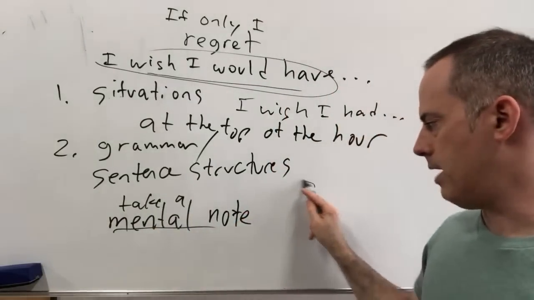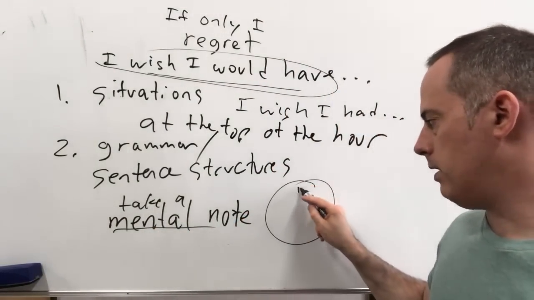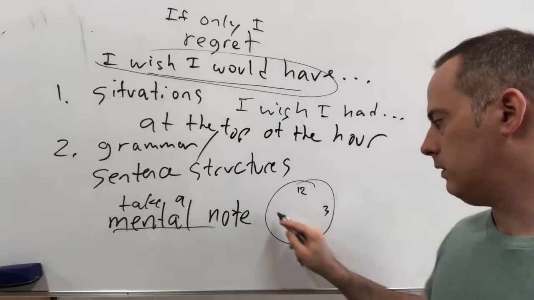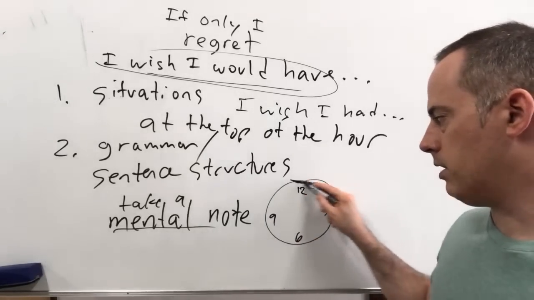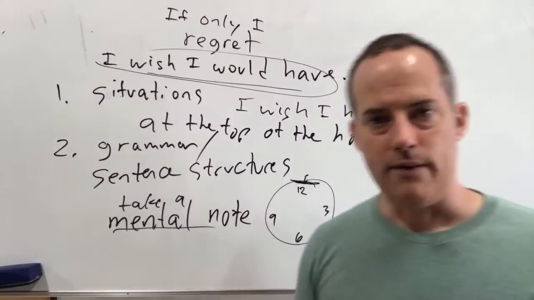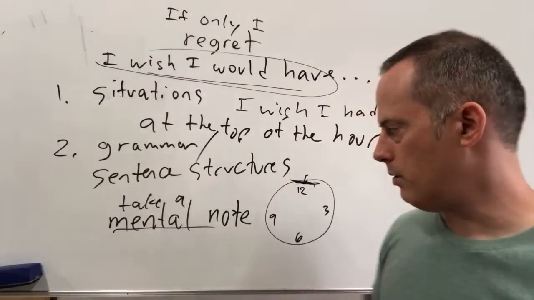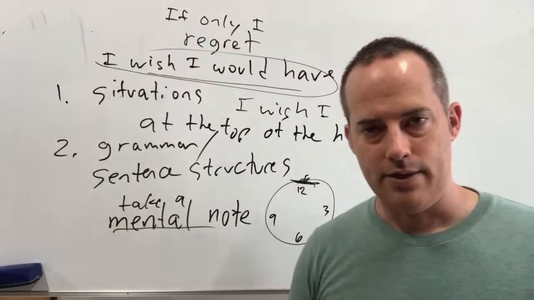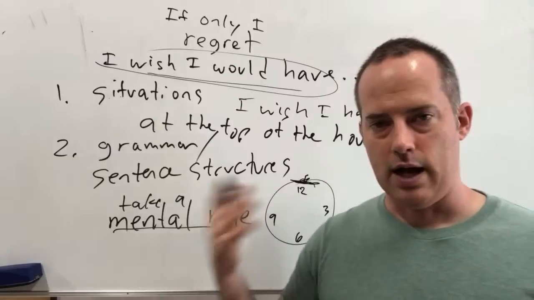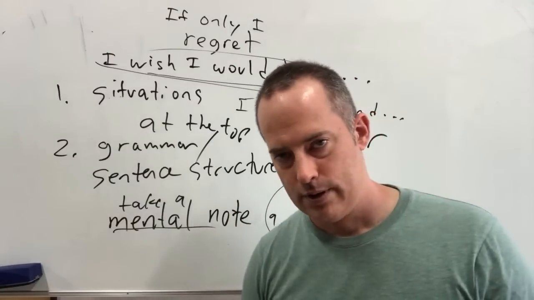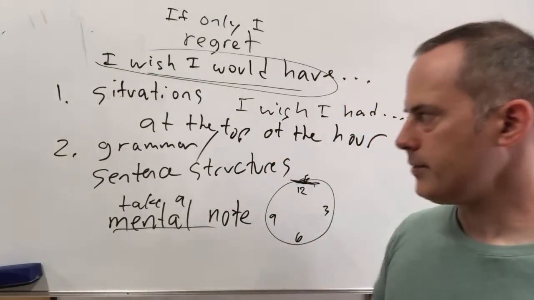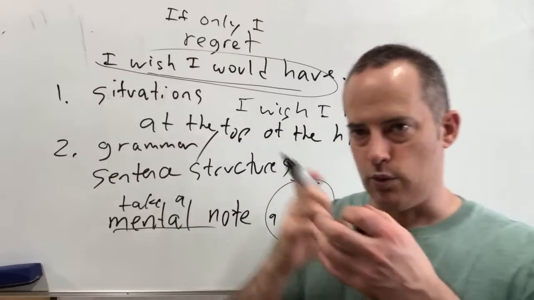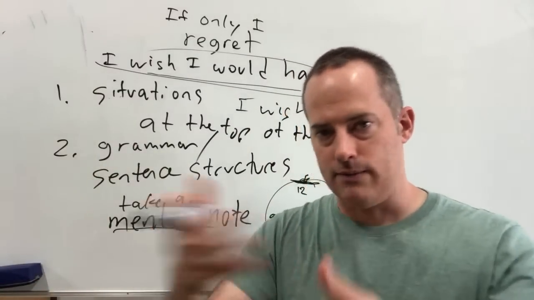And if you don't know what that means, imagine a clock over here. So we have 12, 3, 6, 9. So this is the top of the clock here, and this is the top of the hour. So often radio shows will start at the top of the hour, the start of that thing. So maybe 1 o'clock, 2 o'clock, 3 o'clock, at the top of the hour. So when you hear something, you can repeat that back to the other person if you're doing this in a conversation.